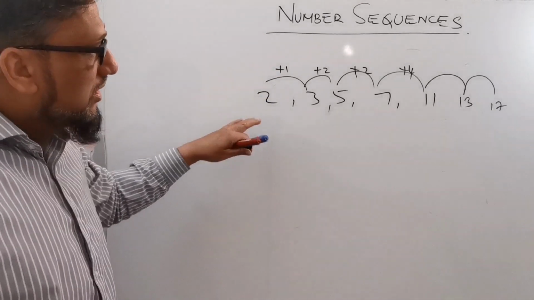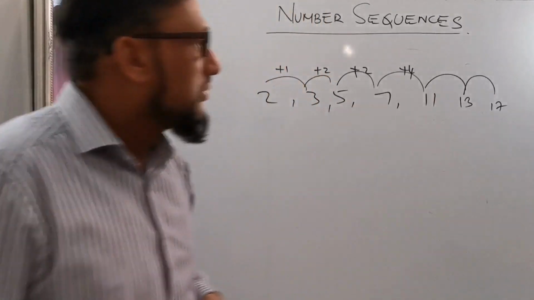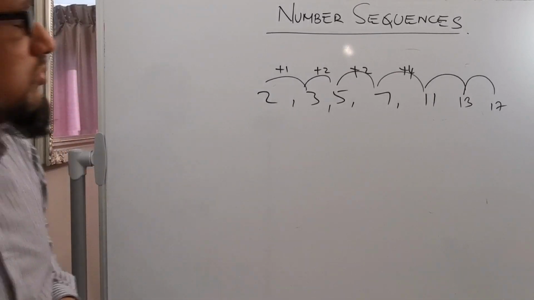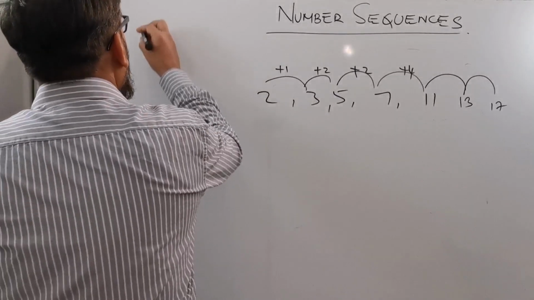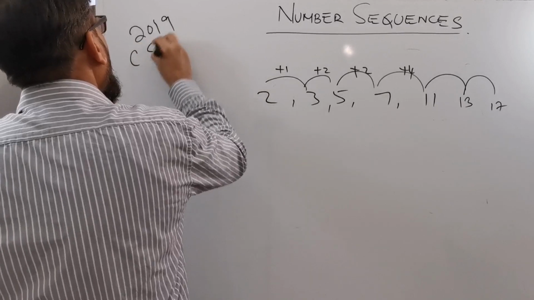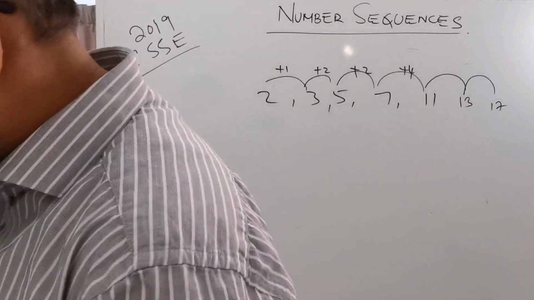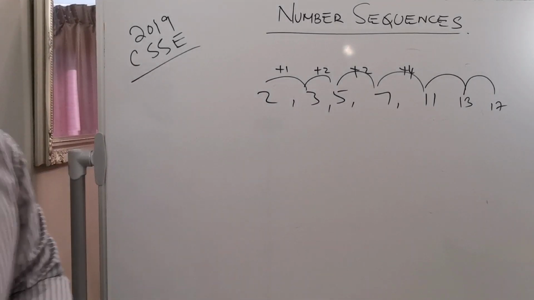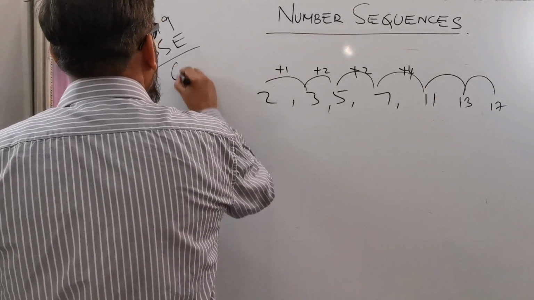So there is the sequence you need to write down as prime numbers. And now I'm going to move to one of the exam papers which came in 2019 CSSE. Very simple and very easy question. So the question is CSSE 2019, question number 10.